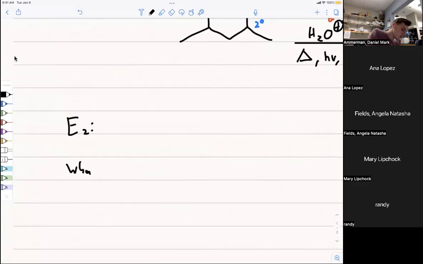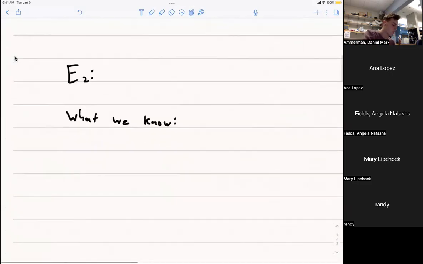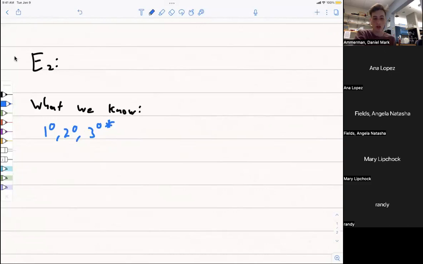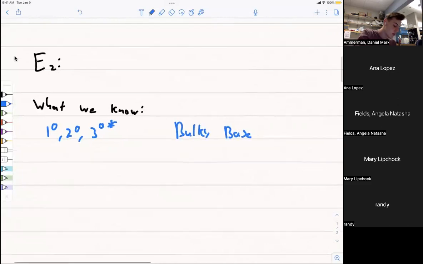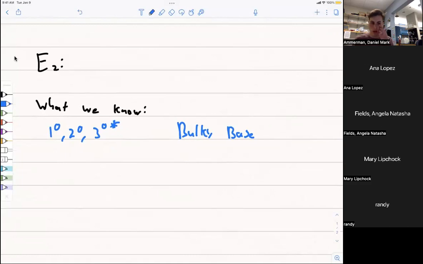And then what we know about E2. For one, I know that it happens with primary, secondary, or, and I'll put an asterisk next to this, or tertiary carbons. And it can do tertiary, but it must be a bulky base. So it can do tertiary, but it has to be a pretty bulky base to do that.